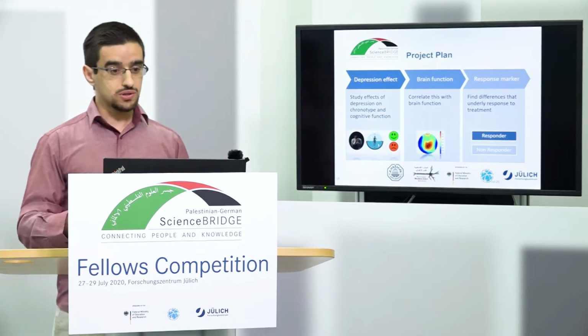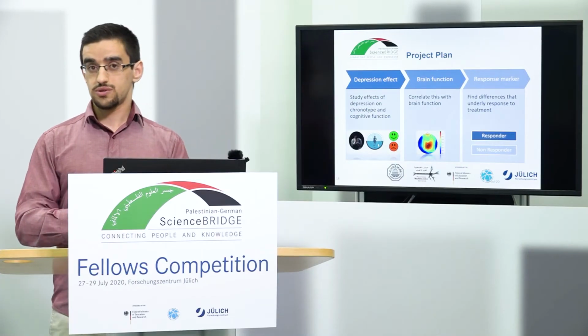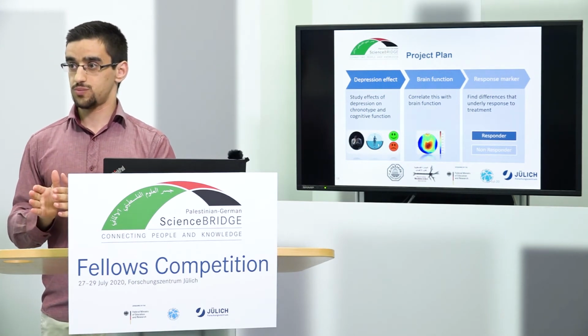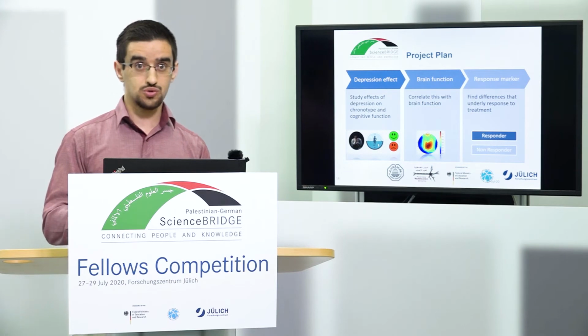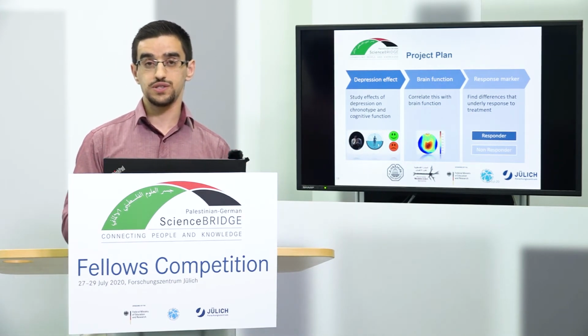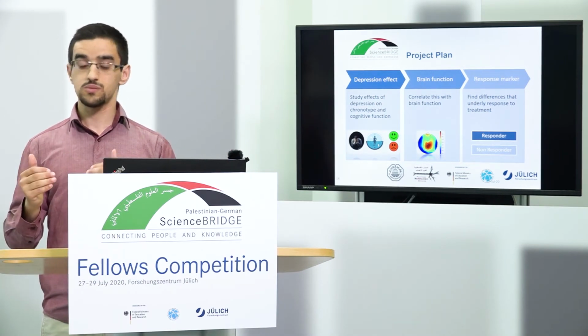The plan in general: we aim to study the effect of depression on chronotype and cognitive function. This will be correlated with brain function with the task done under the MEG or EEG. And ultimately, we will try to find a response marker. So we will study two types of patients with depression, patients who respond to treatment and patients who fail to respond to treatment. And if we can, we'll find a response marker that can determine response to treatment, if it is present.